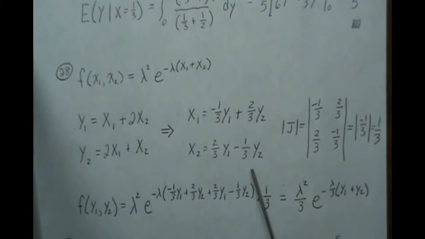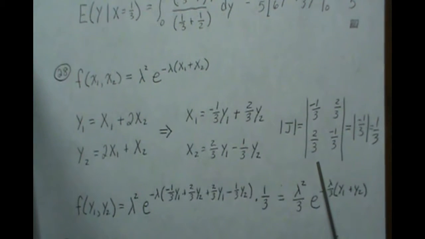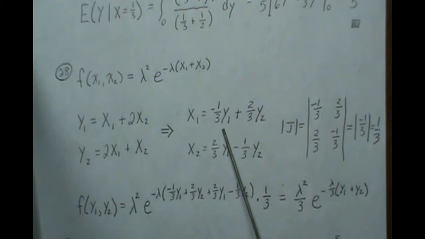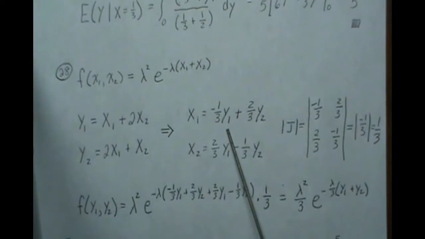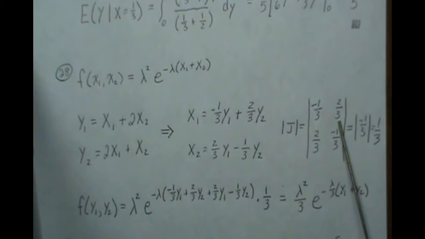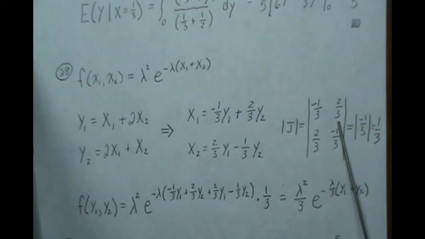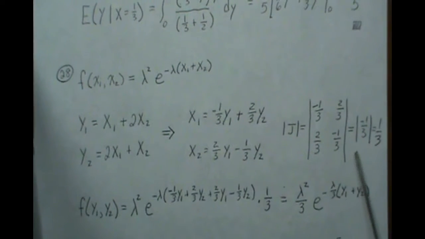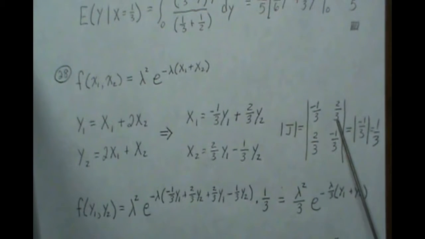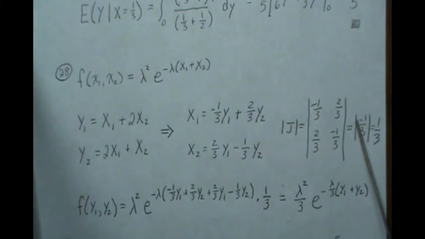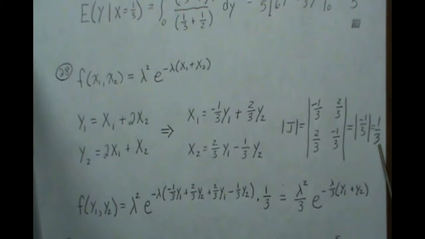Then the absolute value of the Jacobian of this transformation is this. You take the partial of x1 with respect to y1, partial of x1 with respect to y2, and so on. And then you take the derivative, and you get this, and the absolute value makes that positive.